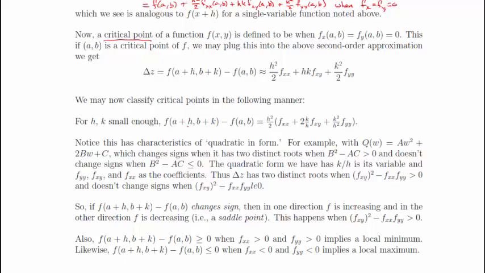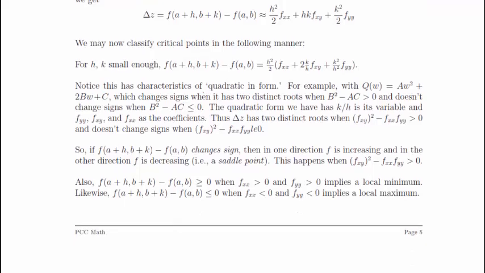So this next line, we're going to start to classify this. We want to be able to work this equation in a way to tell if my change in z is positive or negative. So for h, k small enough, f(a+h, b+k) minus f(a, b) equals h squared over 2 times (f sub xx plus 2k over h f sub xy plus k squared over h squared f sub yy). Essentially, we just factored out an h squared over 2 here. We say equals for h, k small enough, meaning that we're essentially letting the limit as h and k go to 0.